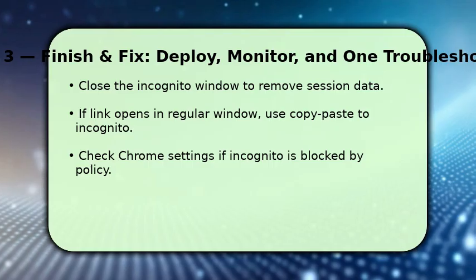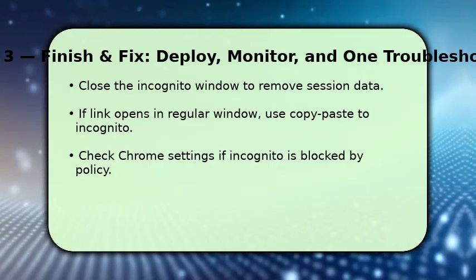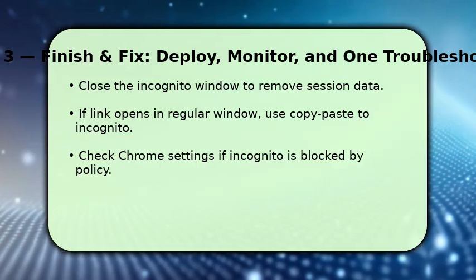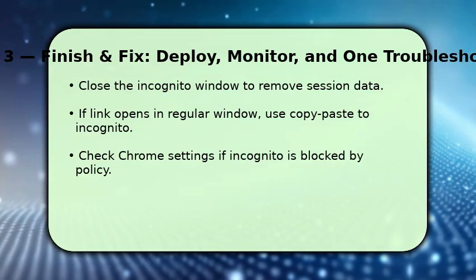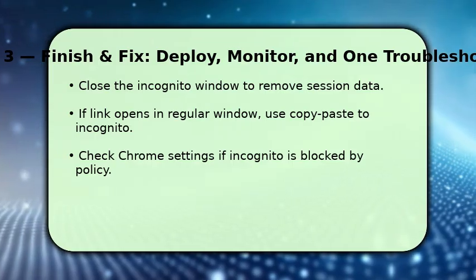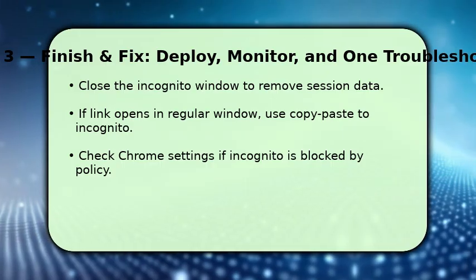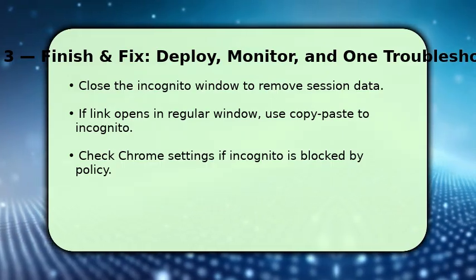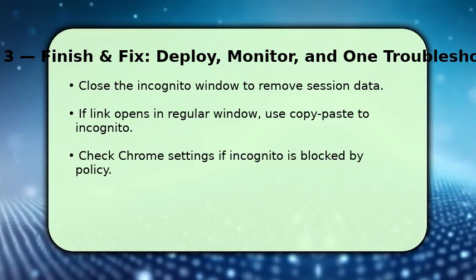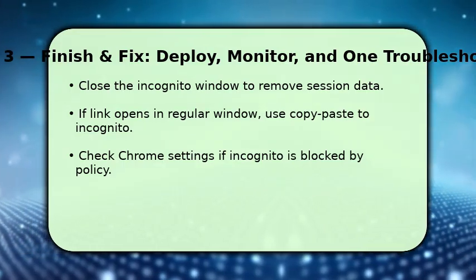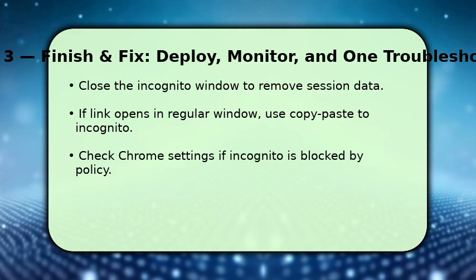If the link opened in a regular window instead, copy the URL and manually paste it into a new Incognito window. That fixes many accidental defaults. If Incognito mode is unavailable, check Chrome settings or enterprise policies because admins can disable it. Finally, if pages misbehave, disable extensions one at a time in normal mode to locate the culprit before retrying Incognito.